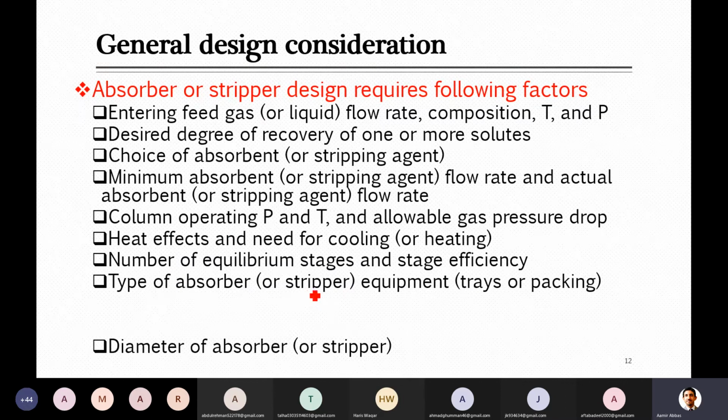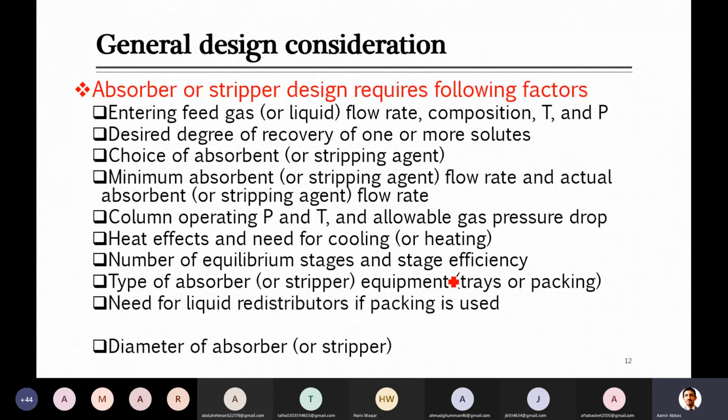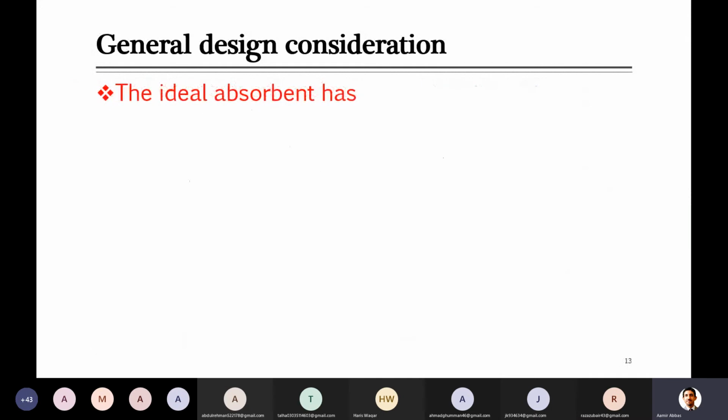So the type of the absorber or stripper equipment, this is the trays or packing. After some of the parameters you can then decide which one is better for me. So the need for liquid redistributors if packing is being used, and if after calculation you found that the height of the column is, for example, greater than 20 feet, in that case it is good to go with the redistributors. Then the height of the absorber or stripper, the overall height, and inside that height we will distribute the beds of various packings.